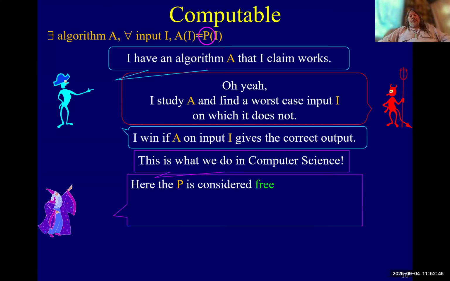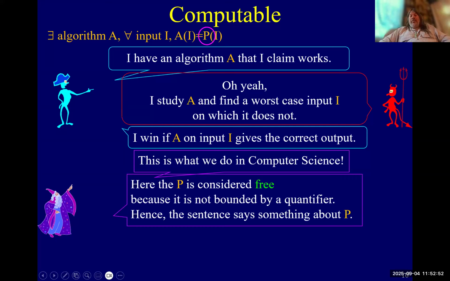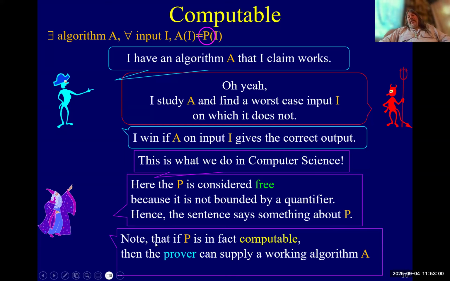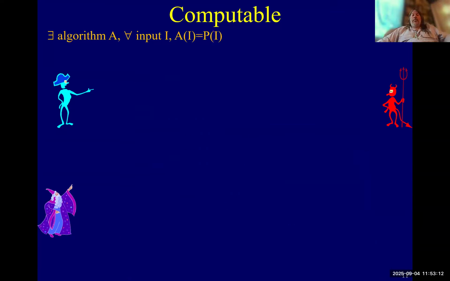All right. So, as I said, P is considered free, because it's not a bound quantifier, and hence the sentence says something about P. If P is computable, then the prover can come up with an algorithm that, no matter what the adversary gives, the algorithm will work.